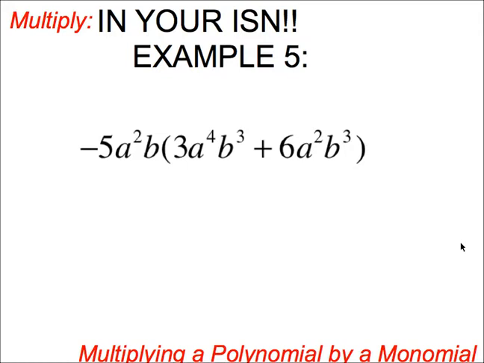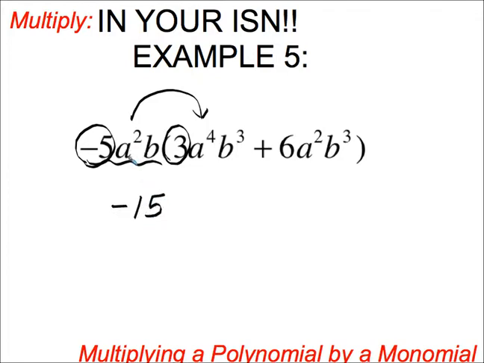But if I look at this, I am multiplying a negative 5a squared b times this binomial. This is a binomial. It's divided by a plus sign, so this is two terms inside, so that's a binomial. So we're going to multiply these things together. I need to multiply this whole term times this first term. So I'm going to look at a negative 5 times 3, and I get negative 15.